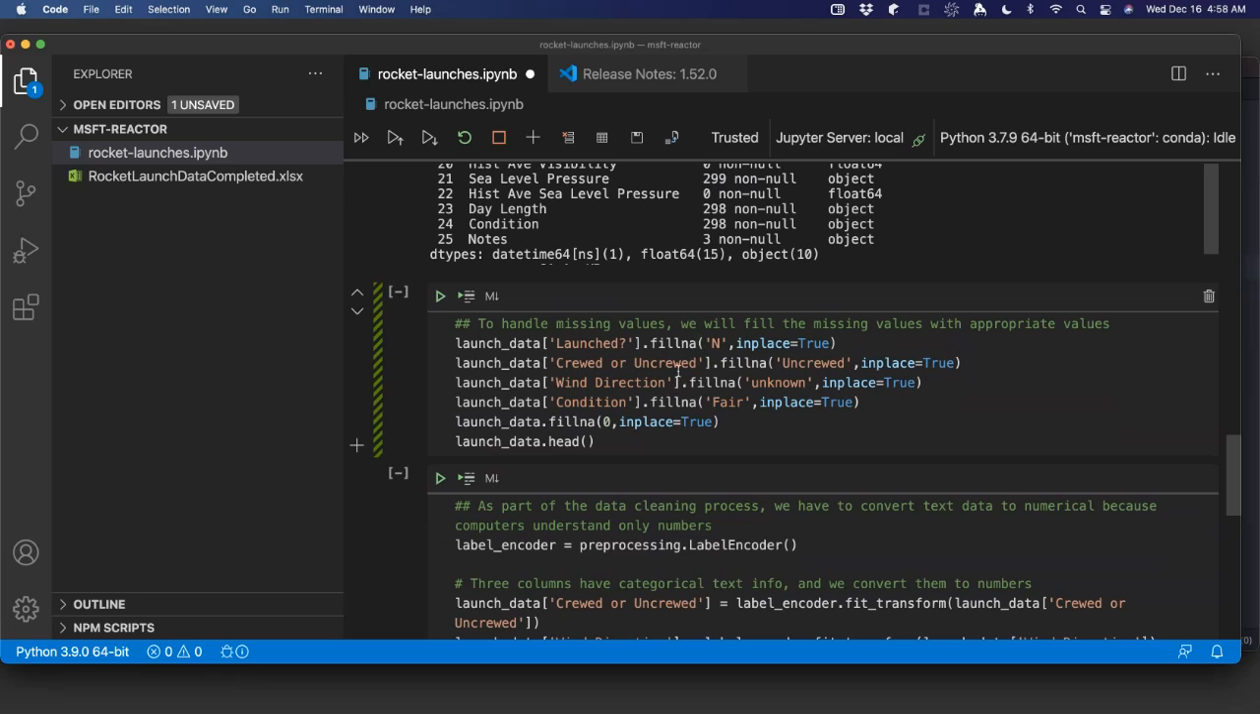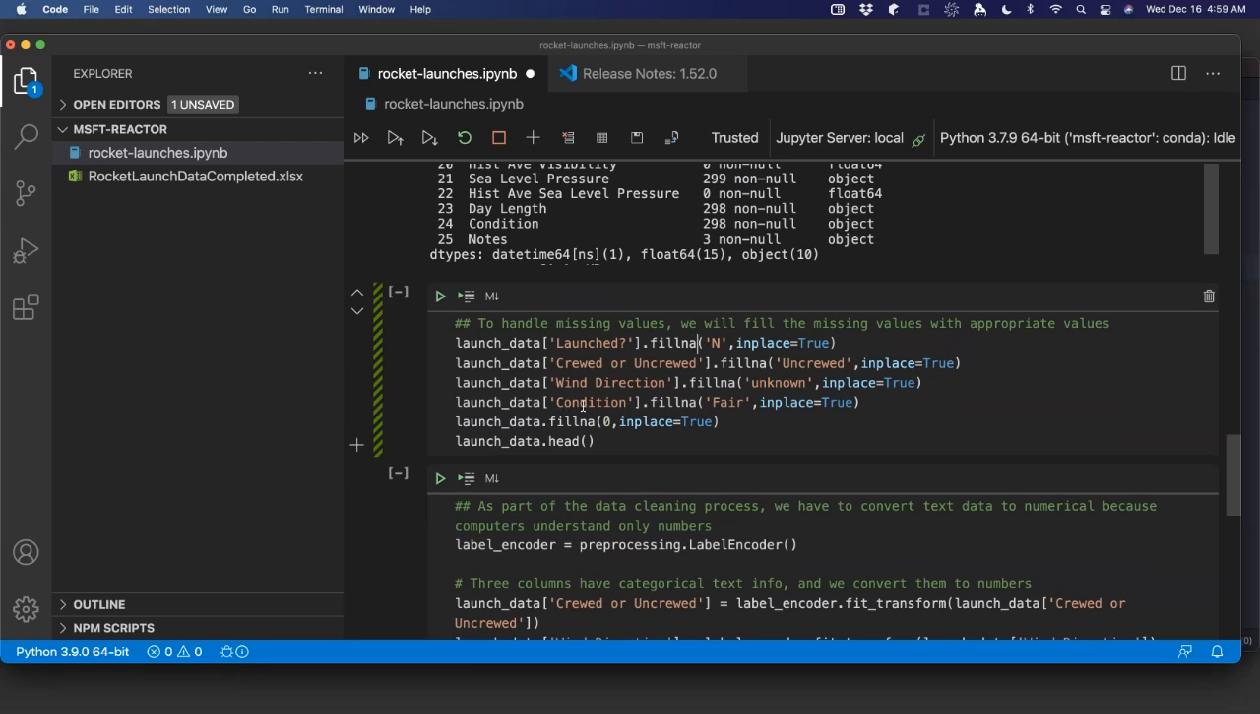For the crewed or uncrewed column, again, we know about the crewed ones. So if there was not a crew associated with a particular mission, we'll set it to uncrewed. For the wind direction we can set unknown because we don't know, and there's probably no way of going back historically and figuring that out. So picking a value that is at least consistent is a good result.